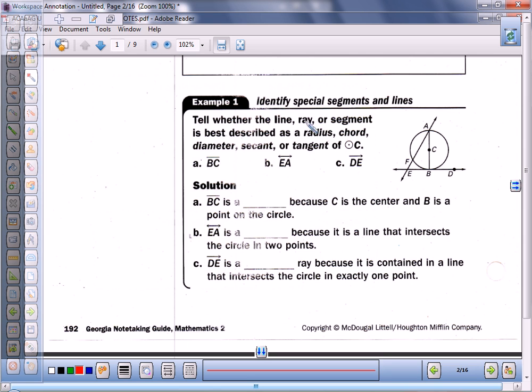Tell whether the line, ray, or segment is best described as a radius, chord, diameter, secant, or tangent to circle C. BC, so if we look at the segment BC, which is the segment here, it is a radius. C is the center and B is a point on the circle. Line EA is this line here, and it looks like it's passing through 2 points, so that would make it a secant. And ray DE, so from here this way is ray DE, and if we notice it touches the circle in 1 point, so it is a tangent.